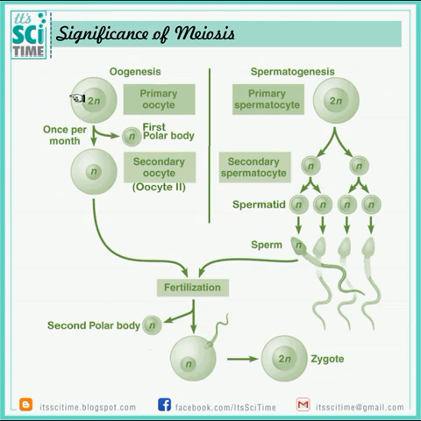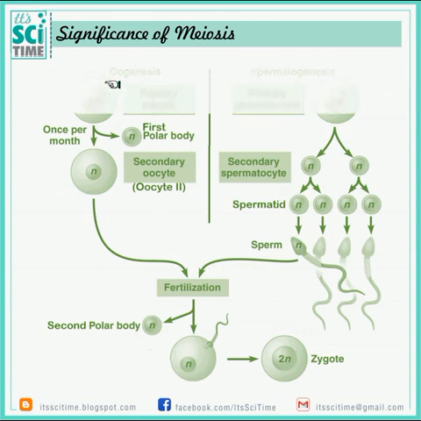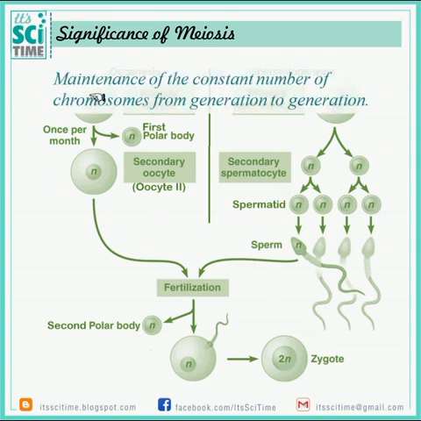It occurs in the reproductive system of male and female. Females produce ova by this division, and males produce sperms by this division. They contain only half the number of chromosomes of the mother cells. Then one half from the father and one half from the mother unite and again make two sets of chromosomes in the baby. Therefore, this is very important to maintain a constant number of chromosomes throughout the generations. Maintenance of a constant number of chromosomes from generation to generation is one significance.